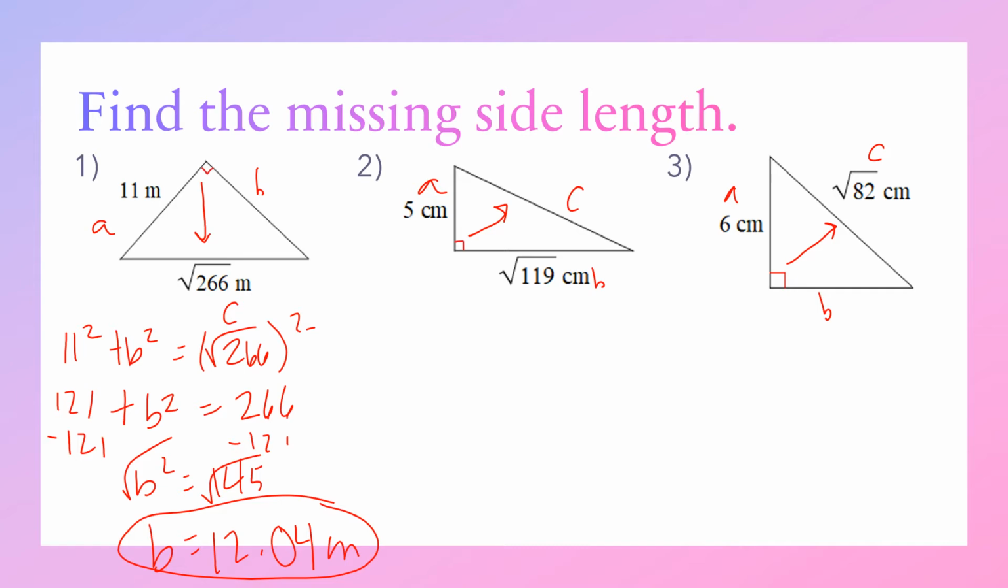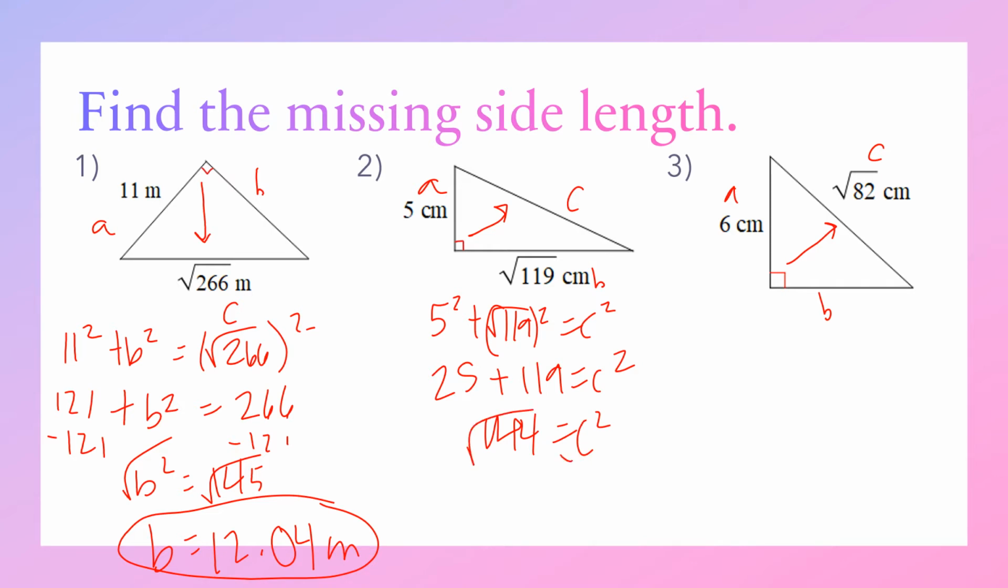The next one, we have 5 squared plus the square root of 119 squared equals C squared. 5 squared is 25. The square root of 119 squared is 119. And then if I add up 25 and 119, I get 144 equals C squared. And then you take the square root of both sides and get 12 centimeters equals C.